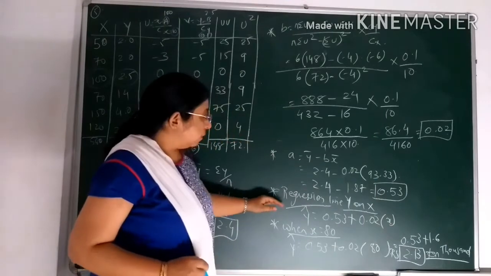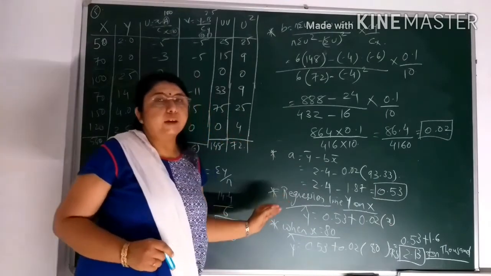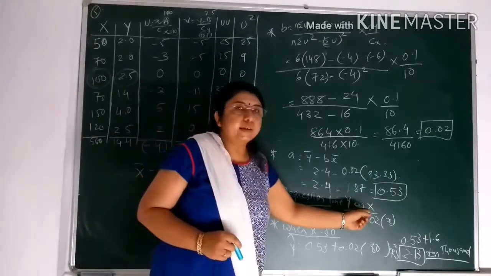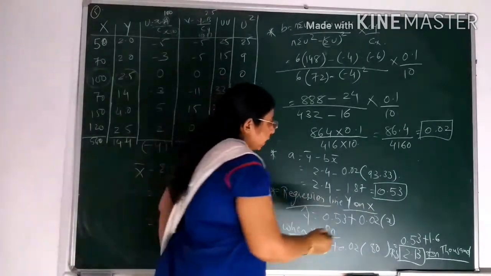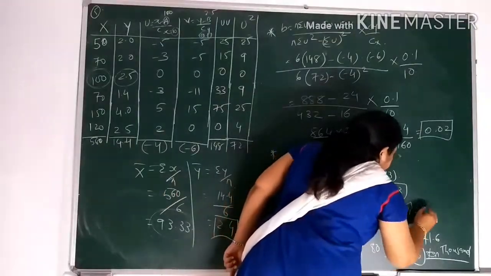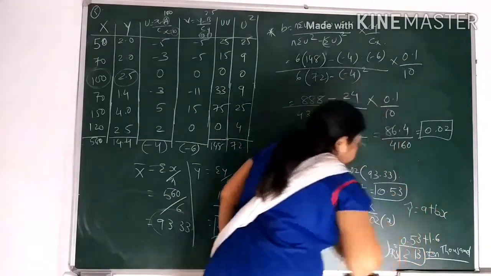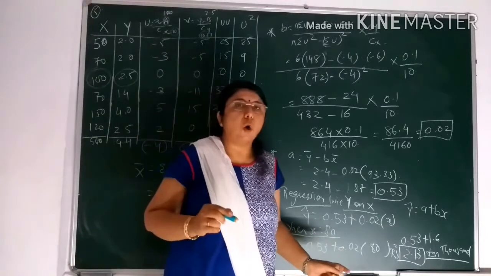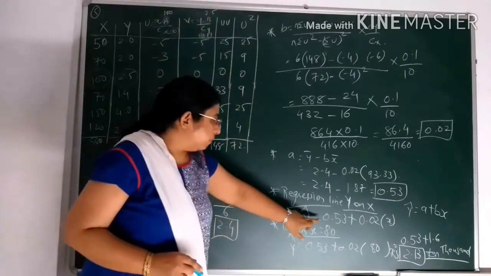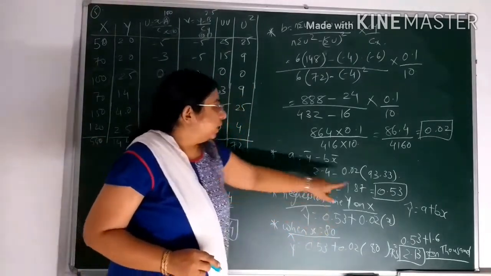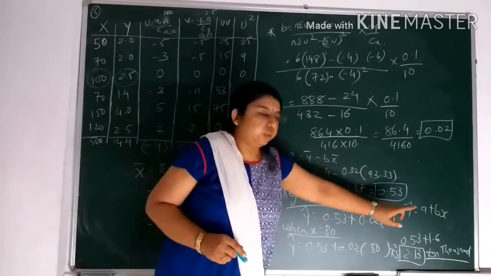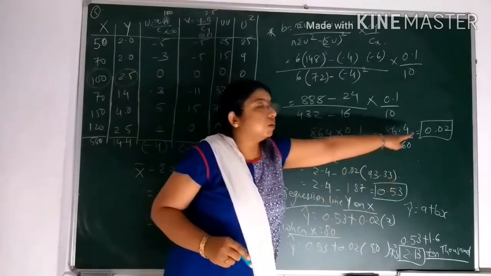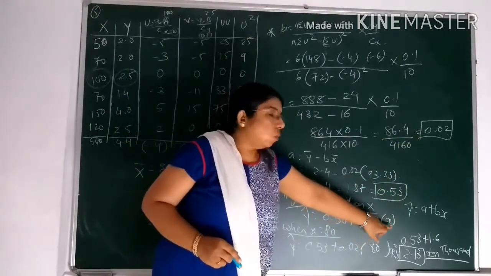Now the next step is to find the regression value of y on x. For the regression of y on x, you know the formula: y cap is equal to a plus bx. Y cap means the estimated value of y. Over here y cap is equal to a. What is the value of a? That is 0.53. 0.53 plus, what is the value of b? That is 0.02 into x.